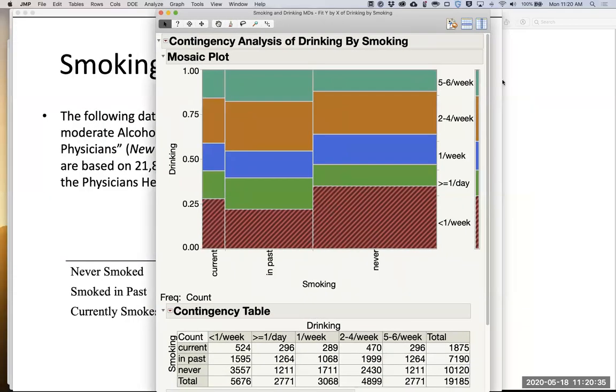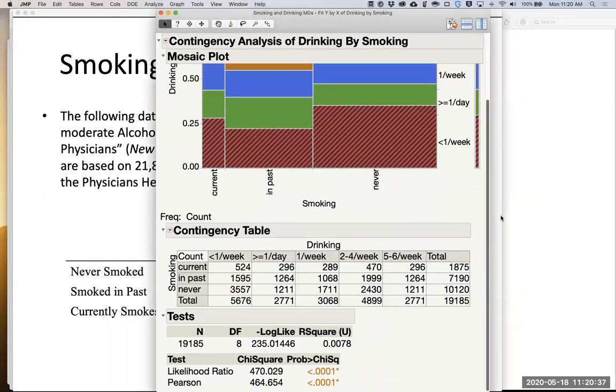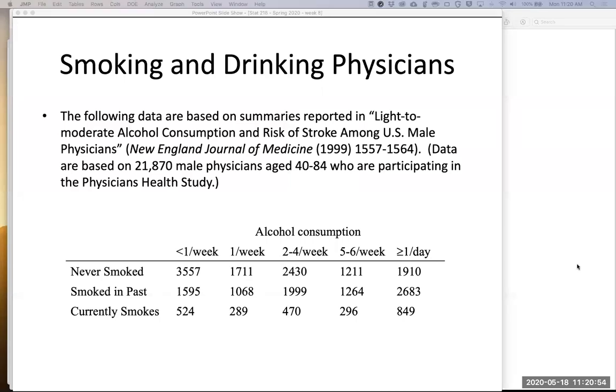Fortunately, if you have software that tells you things like the same table, you can get the expected counts for free. You get your chi-square test, the Pearson chi-square for free, 464, and your p-value less than 0.0001, you quickly know that there is a relationship.